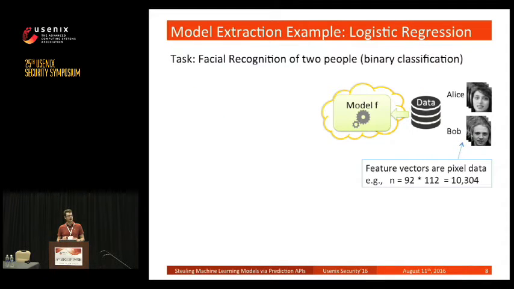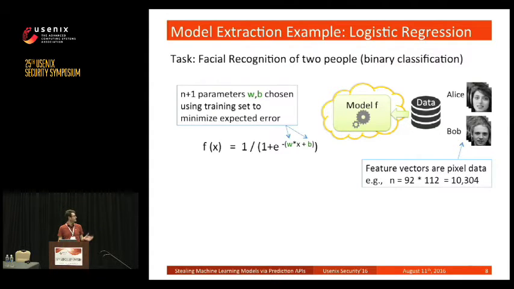So let me start with a simple example of model extraction, sort of the simplest you could think of. Here we consider a facial recognition task. You have images of Alice and Bob, and you train a simple model that will try to distinguish these images. Here we consider a simple binary logistic regression model. This model just applies a logistic function, the inverse exponential function, of the inputs, where the parameters W and B are chosen during the training phase so as to minimize the expected classification error.